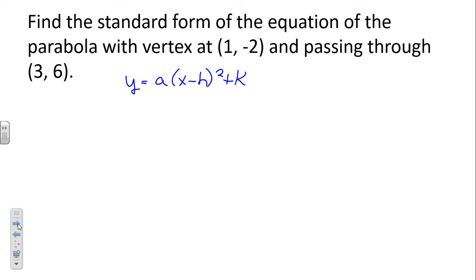All right, so we know the vertex, right? Everyone see that vertex? So we have most of this, don't we? We don't know what a is necessarily, but we do know that h is this 1, right? So it's going to be x minus 1 squared, and then plus negative 2. Or if it makes you feel better to write minus 2, by all means do that. Okay, we change the sign of the h, and we leave the k the same sign. All right, so that's looking pretty good.